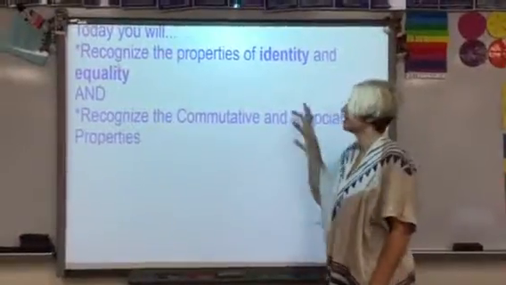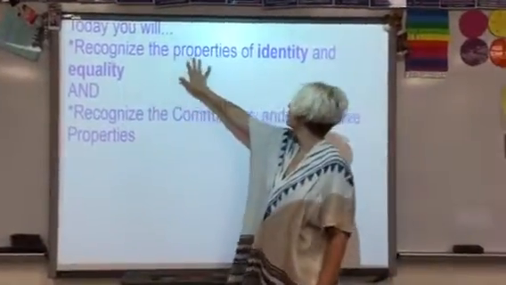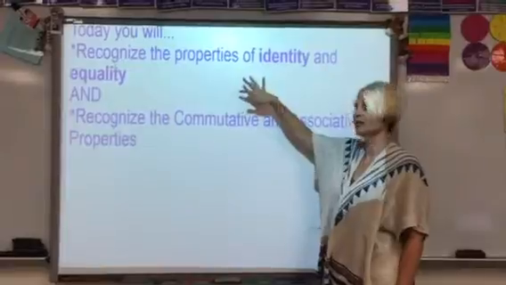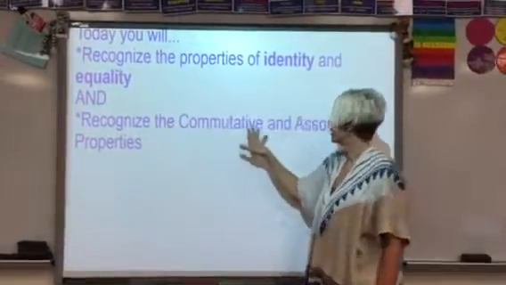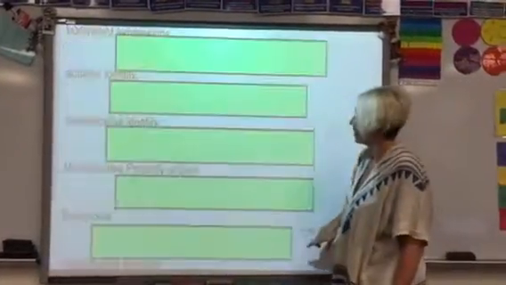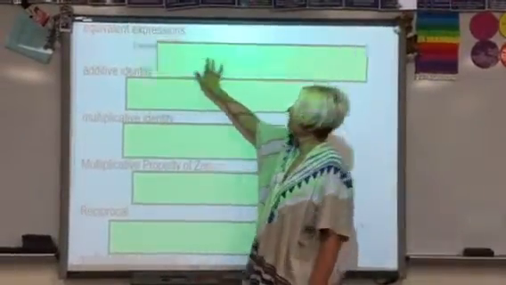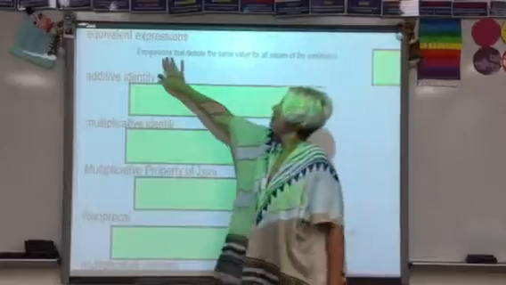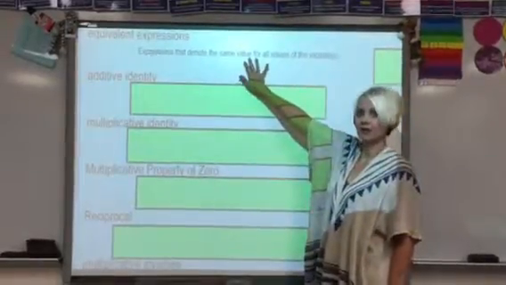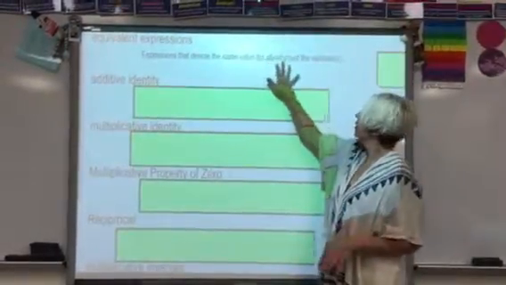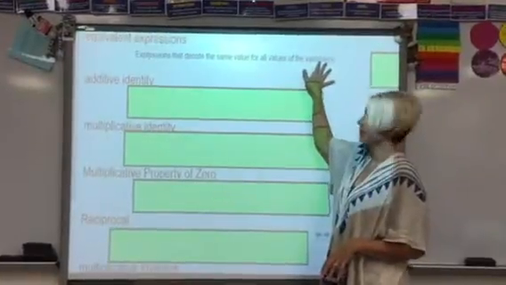All right, today we're going to recognize the properties of identity and equality, and we're also going to recognize the commutative and associative properties. So you have some vocabulary today. The first is equivalent expressions, and what those are are expressions that denote the same value, because that's equivalent, that's equal, for all values of the variables.